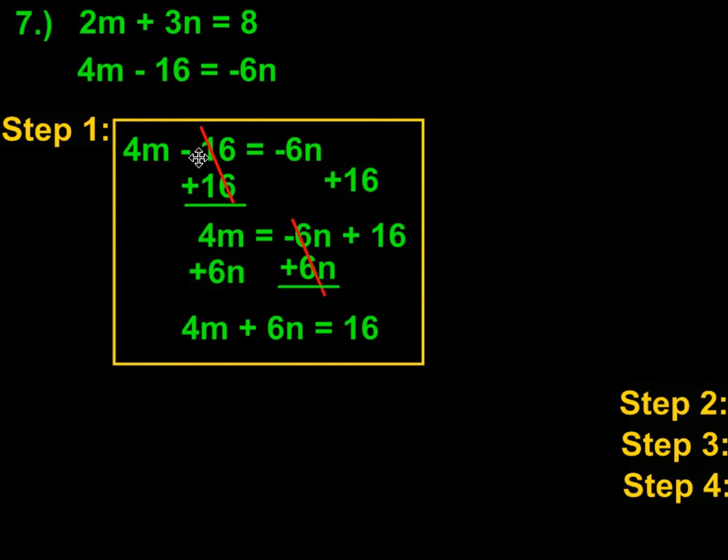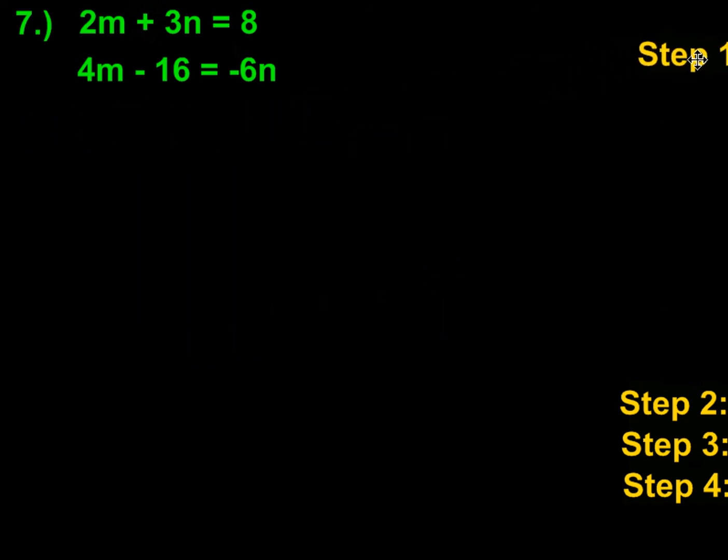So taking that 4m minus 16 equals negative 6n, I'm adding 16 to both sides, which cancels it out over here and brings it over to this side, which gives me 4m equals negative 6n plus 16. Then I need to add 6n to this side, which cancels it out, add 6n to this side, which gives me 4m plus 6n equals 16. So now it's in the same format as the 2m plus the 3n equals 8. I didn't have to do this before. It was already set up. But if it's not set up, these are the steps you're going to have to take to get it that way. So now that I have this set up, I can now jump to step number 2.